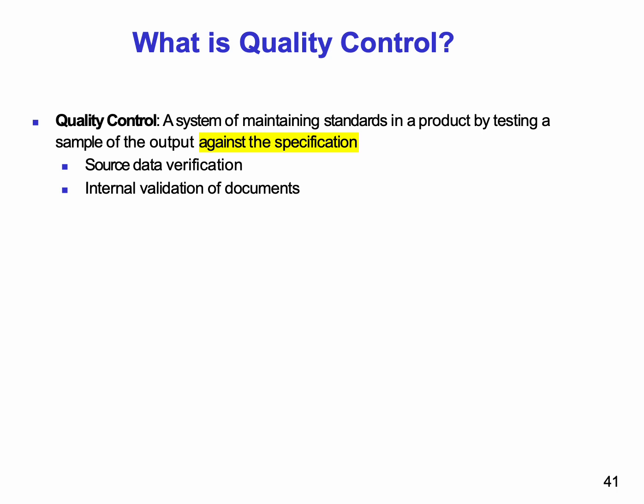Now, what is quality control? Quality control is a system of maintaining standards in a product by testing a sample of the output against a specification. So here, for example, what they do in quality control is source data verification, or internal validation of documents. And again, I gave an example in the previous slides: if you have a PDF, we have to review the entire text.